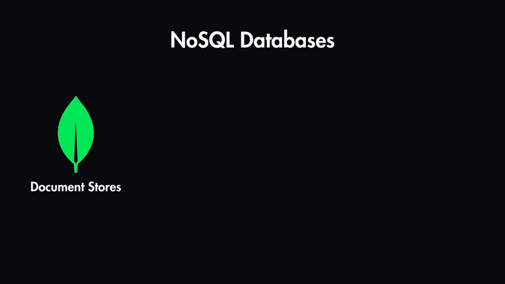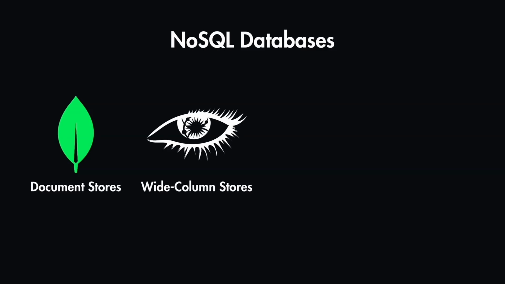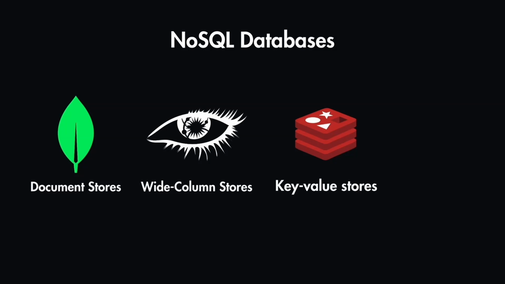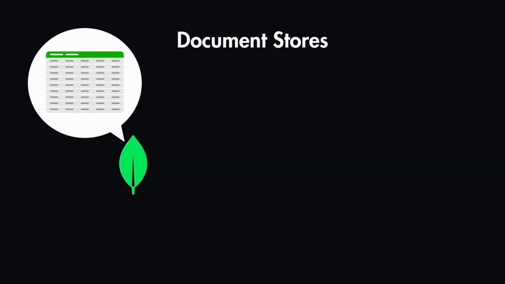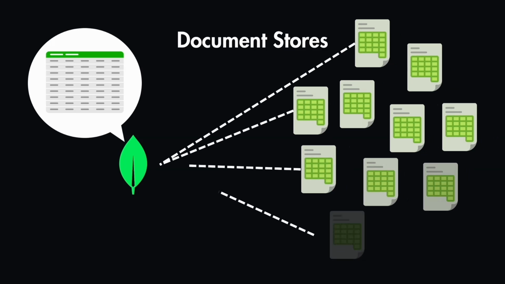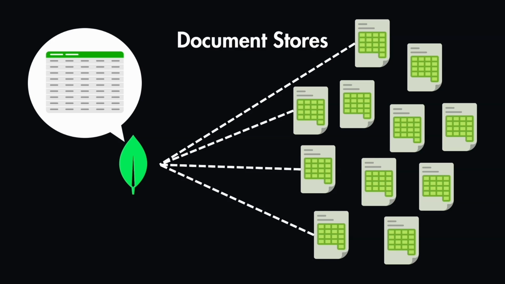Non-relational databases can be in different forms. For example, we have document stores like MongoDB, or you can use wide column stores like Cassandra, key value stores like Redis, and graph stores like Neo4j. Let's have a look at each of these types separately, and let's start with the document stores. MongoDB is the most popular example of a document store, and the data here is stored in JSON-like documents, which allows us to have complex data structures within a single record.